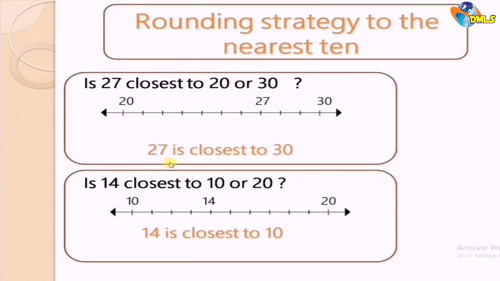But here I want you to notice something. How many ones in 27? Yes, 7 ones. When the ones is 7, 27 goes to the greater number, which is 30. Let's move to 14. How many ones in 14? 4. So when the ones is 4, 14 goes to the smaller number, which is 10.